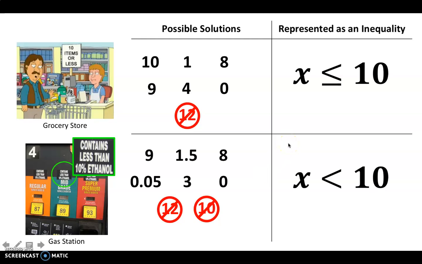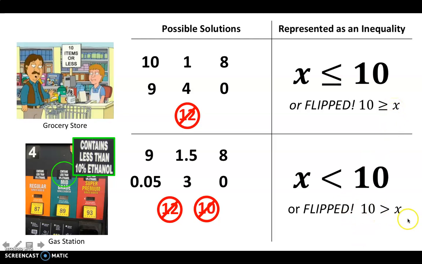So that's just the main idea to start. If you notice too, they're both pointing to the left. Left means less than. One little idea though is if I flip the 10 and the x, I just have to flip the sign as well. So I could say 10 is greater than or equal to x. It means the same thing. Likewise, I could say that 10 is greater than x, and that means the same thing as x is less than 10, right? I'm just flipping the numbers and the letters, so I have to flip the sign.